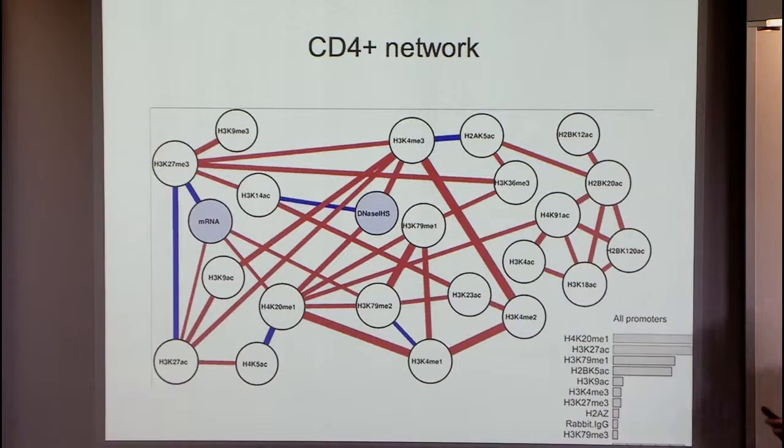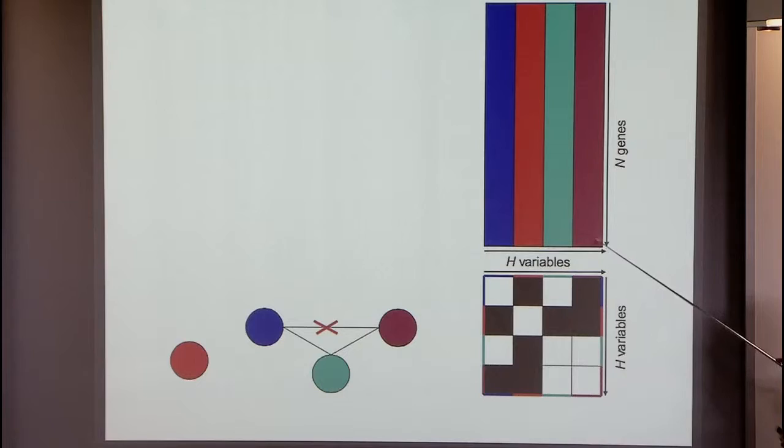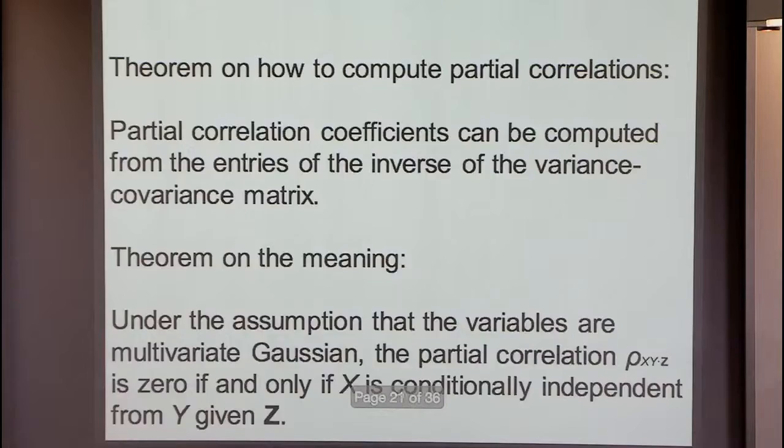So what if we do that on real data? The data now is basically this matrix, a bit larger. It's 15,000 promoters high, and some 30 or 40, I don't remember, modifications and other things wide. That's our data, and not much has been done to this data. So this is the result that we obtain.